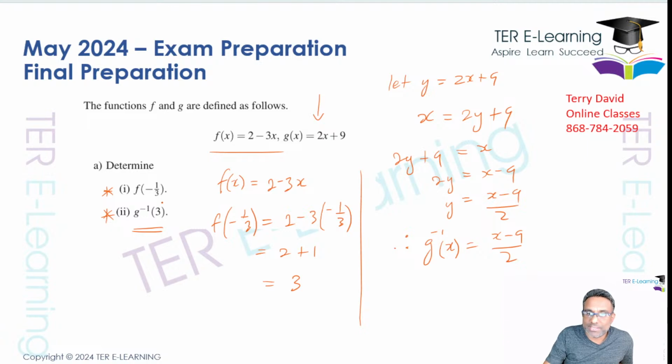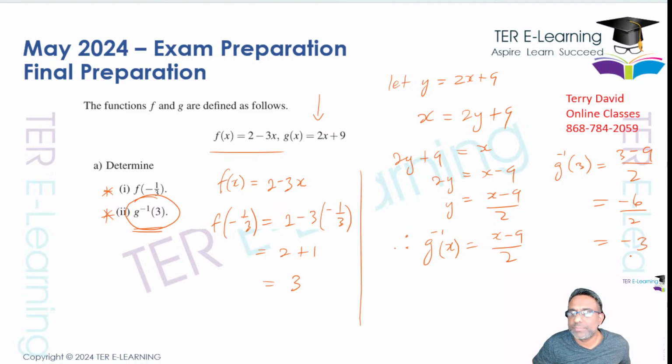So the question asks us for g inverse of 3. So we're going to plug this 3 into that formula there. So this is going to be 3 minus 9 all over 2. So 3 minus 9 is going to give you minus 6 over 2, and you're going to get minus 3. Hope that's correct. Minus 6 plus 9. Yeah, that's looking correct there.